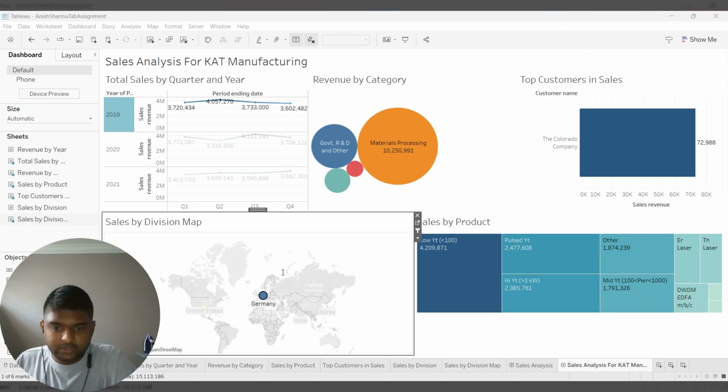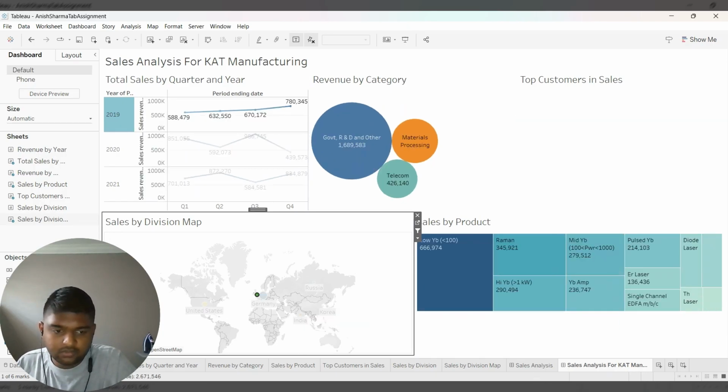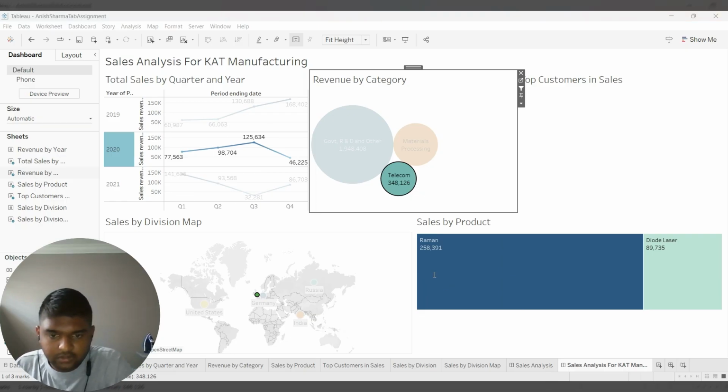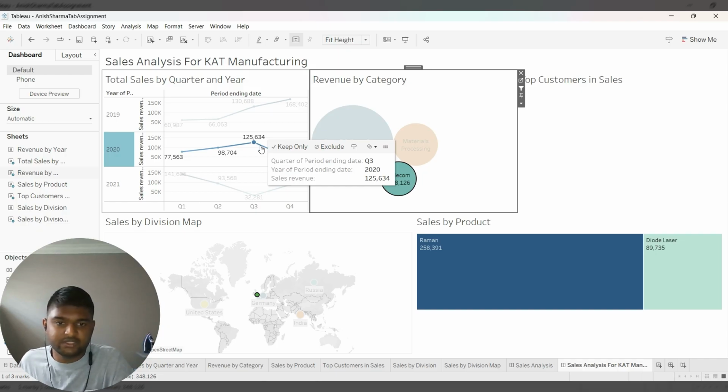And in 2020, the telecom category under the UK division. So okay, let's go step by step here. UK, 2020, and telecom, and which quarter? The quarter that had it was the third quarter of 2020, which was sitting at 125,634 units of sales revenue.